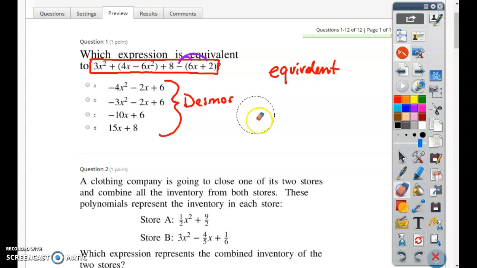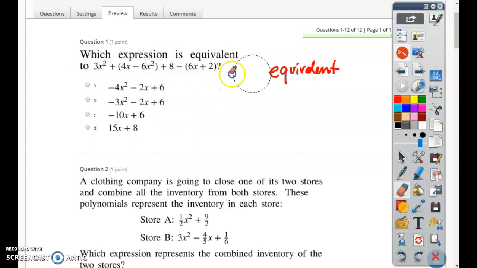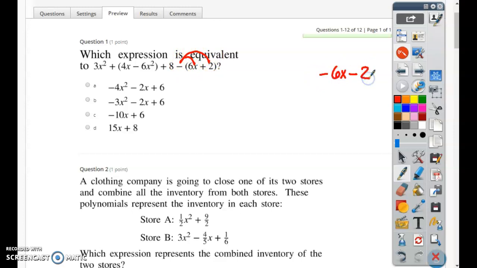But if we do it by hand, let's do it by hand. I'm going to distribute the negative here and here, so it's going to change the signs. Everything else is going to stay the same. That's a +1, so these parentheses go away. So when I distribute this here and here, I end up with -6x minus 2. Okay? Everything else, you just bring it down. So I have 3x squared plus 4x minus 6x squared plus 8. I got all of that from right here.